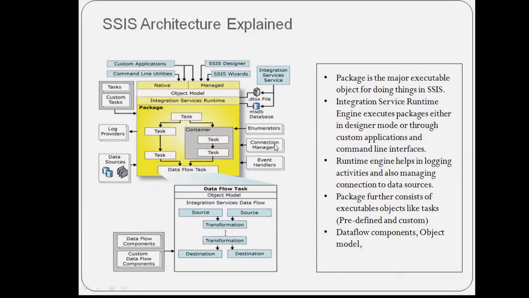Next one is the connection manager. The connection manager is the one which really holds the information about the connections. If it's a file connection, then it will be expecting the path for the file, the name of the file, and the delimiter you are using in the file. This kind of information you need to define in the connection manager.